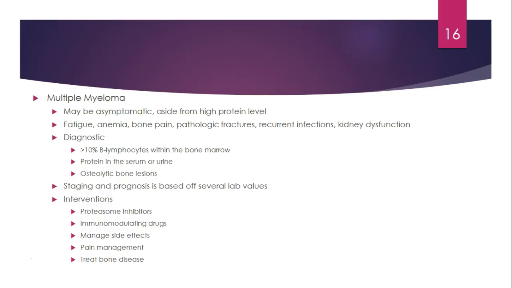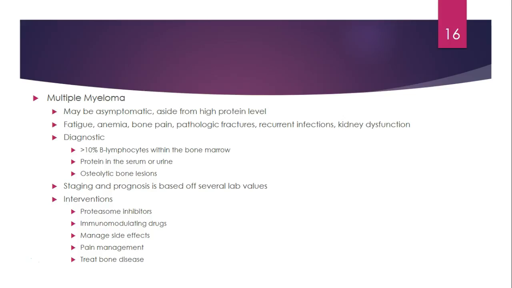Multiple myeloma may be asymptomatic, but they might have a high protein level. They tend to be fatigued. They have some anemia, some bone pain. An early sign of this might be a pathological fracture. So they have the fracture, and then we notice that they've got cancer cells related to that.